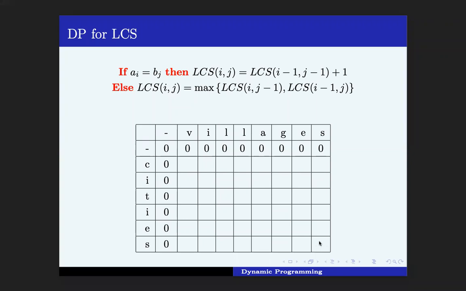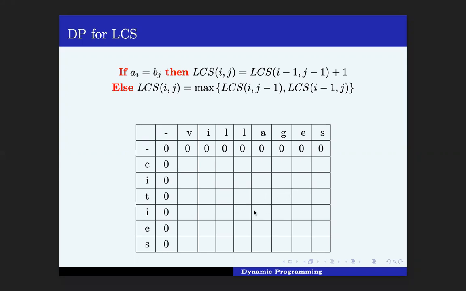I want to know the number here. Because it is S and S, it is this quantity plus 1. Let's think about it. Now this one, because it is E and E, should also be this quantity plus 1. So this is LCS64. Now this quantity, because it is G and I, which are not the same, is either this or this. I don't know which one.